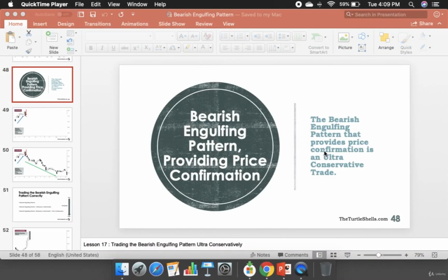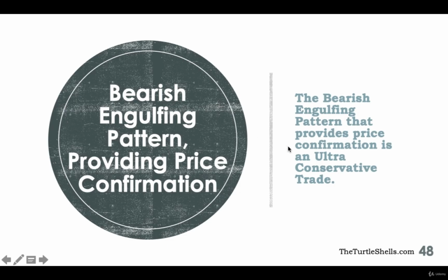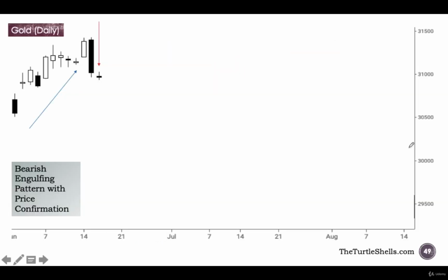Alright, now let us have a look at the price confirmation. We have looked at this model for almost all the patterns that we have studied till now. So, let's say there is a bearish engulfing pattern that does not provide us that resistance confirmation. Then we'll look for a price confirmation. So, a bearish engulfing pattern that provides price confirmation is an ultra-conservative trade. So, we'll understand this with an example. So, this is gold. This is a daily chart. Okay, we have looked at silver. Now let's look at gold.